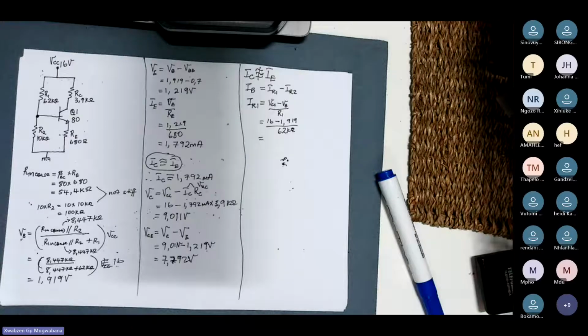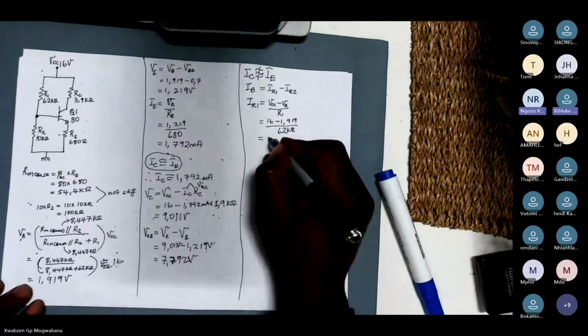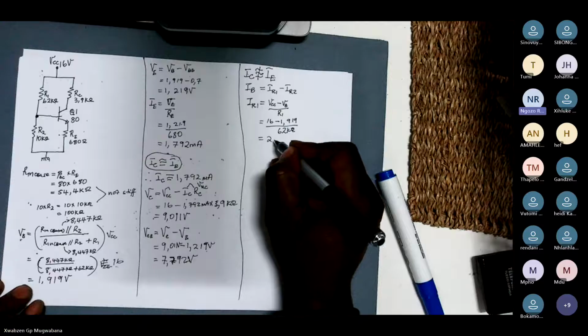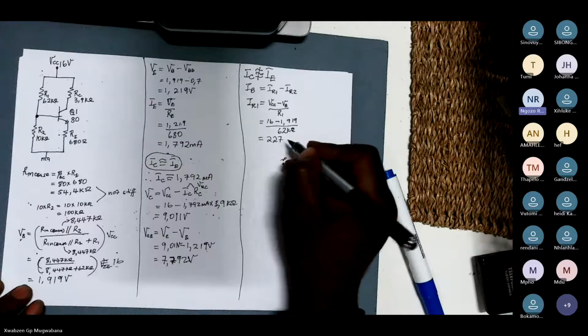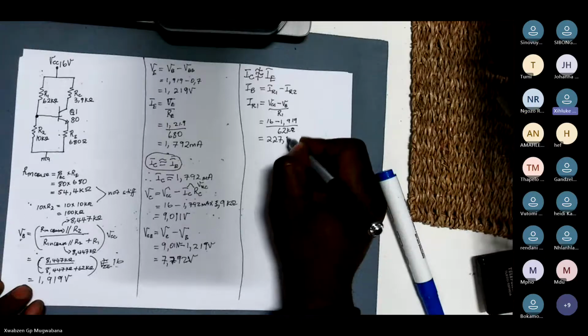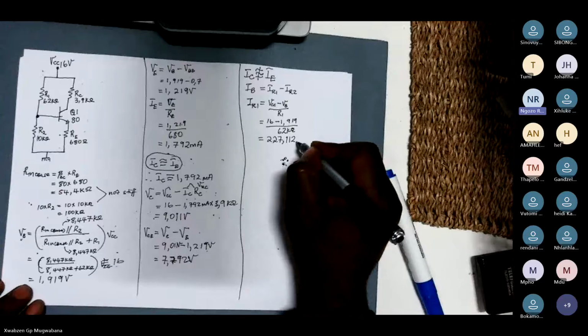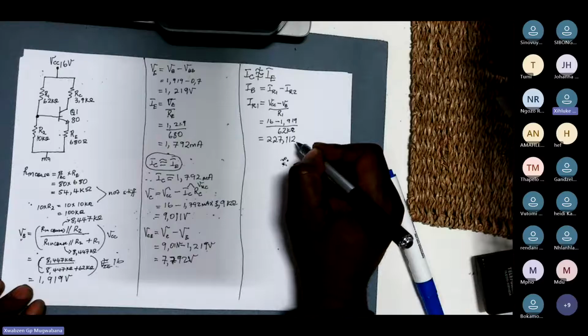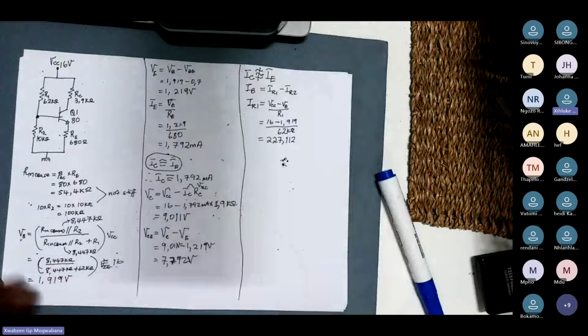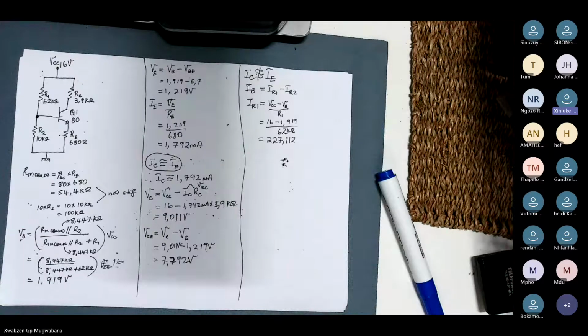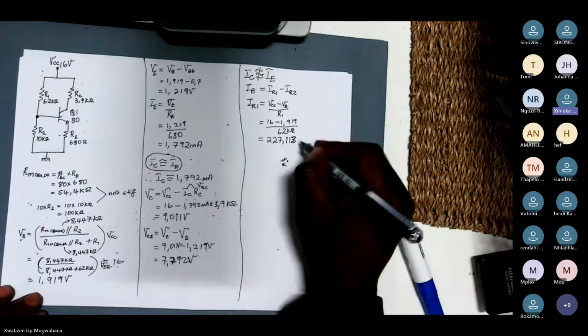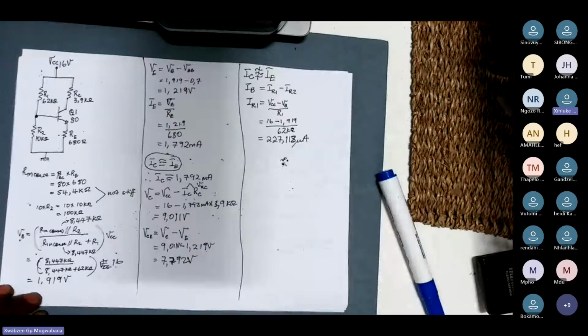We are trying to summarize here, so work with me on this one. It's 227.113 microamps.